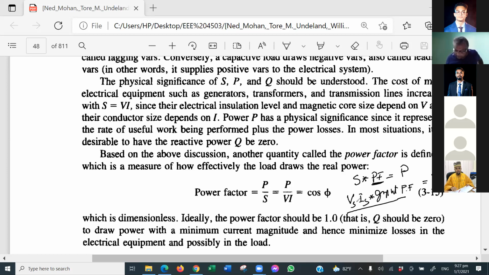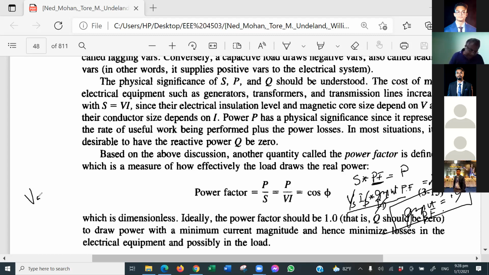This VS cancels, and this is 0.9 ID, and this is ID. So ID cancels. So the input power factor is coming as 0.9. You got my point now? Yes, sir. You understand it or not? It's very easy. Yes, sir.